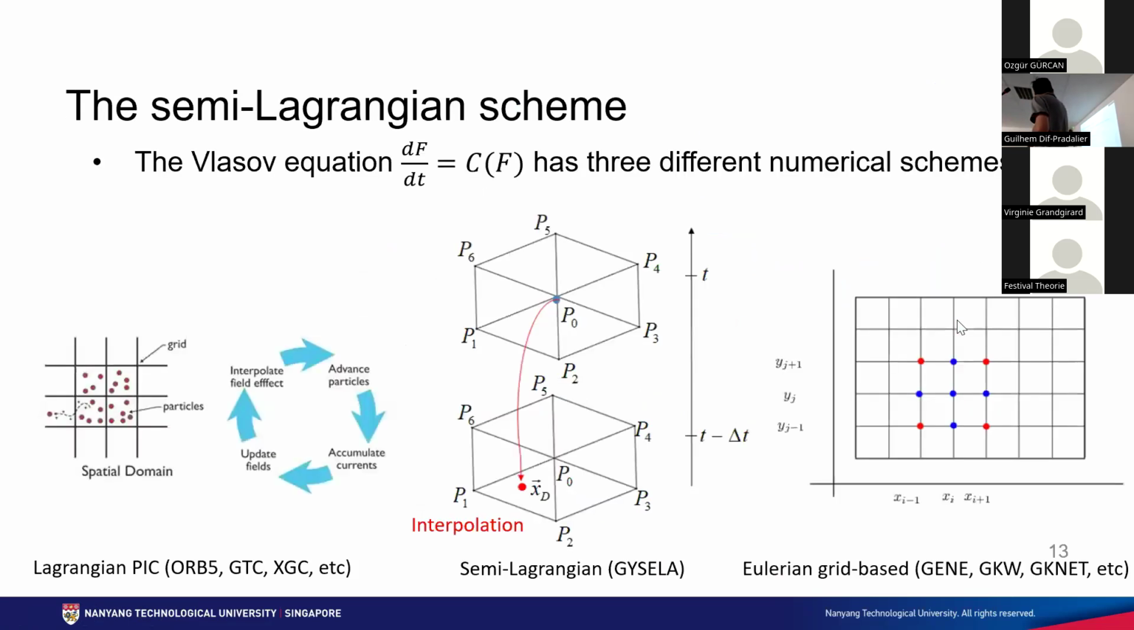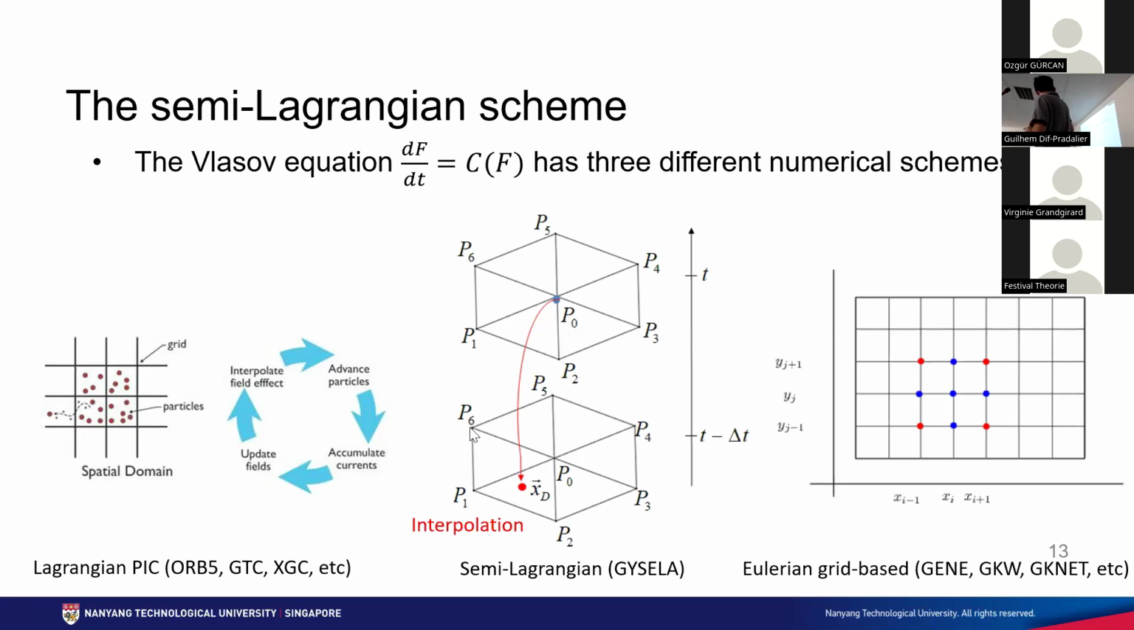Now, okay, so now we are back to the real business of Gisela after we have talked about this for 20 minutes. I've only got, I think, 10 minutes, so let's be fast. So Gisela uses this thing called the semi-Lagrangian scheme. There are actually three schemes that people have been using so far.